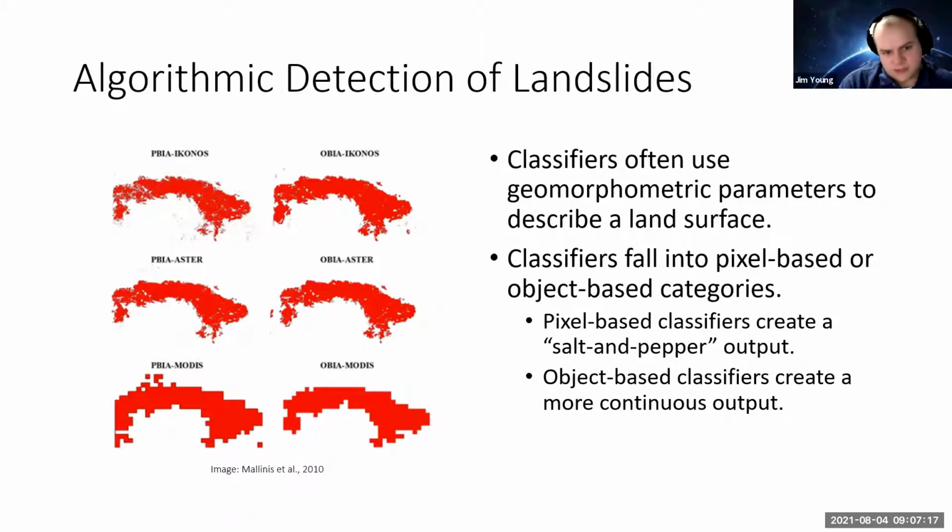Pixel-based classifiers, which is what the Xie et al. algorithm is, result in a salt and pepper output, which is a non-continuous classified surface. And then you have object-based classifiers, which create a more continuous output. These are exhibited in the image on the left side, with the left side of the image being pixel-based and the right side being object-based. And you can see there's definitely more spotty on the left side.